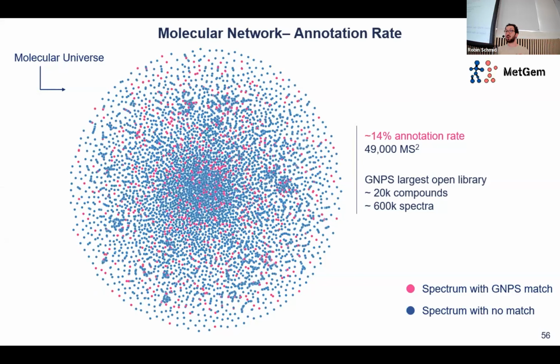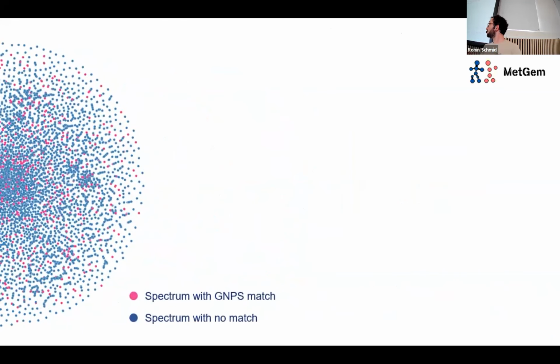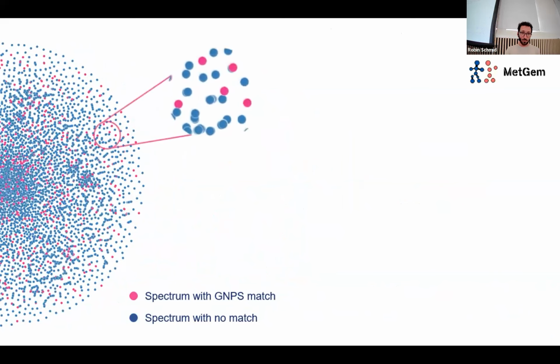And GNPS currently only houses about 20,000 unique structures and 600,000 library spectra. This is a very low number, I would say, comparing to COCONUT and all those compound databases, biodatabases that host way more structures in their databases. And so hopefully together, we can expand that.